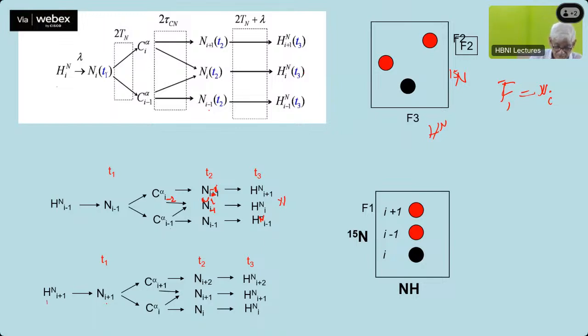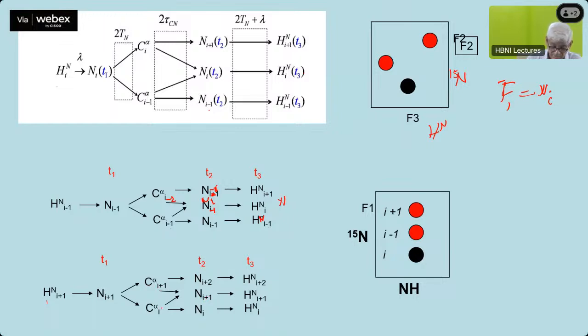So if I start from Hni plus 1, I go to Ni plus 1. Ni plus 1 gives me C alpha I plus 1 and C alpha I. Ni plus 1 to C alpha I and C alpha I plus 1. This is correct. So same residue and 1 residue behind. And from here I go to C alpha I plus 1 to Ni plus 2, which is correct. Then C alpha I plus 1 to Ni plus 1, its own.